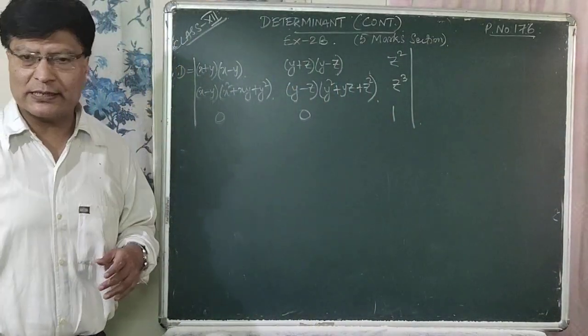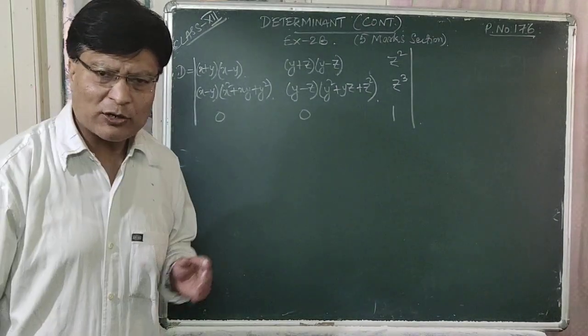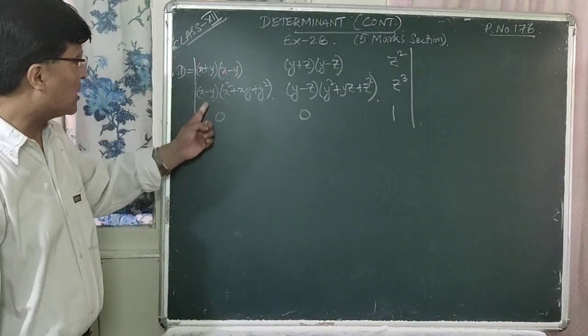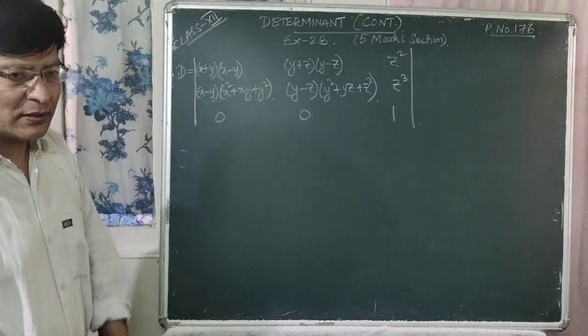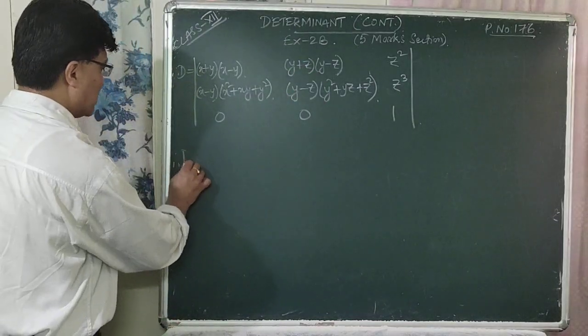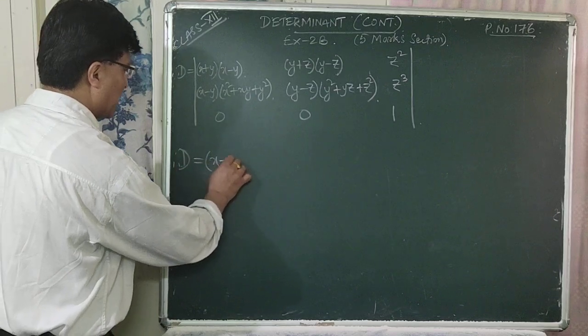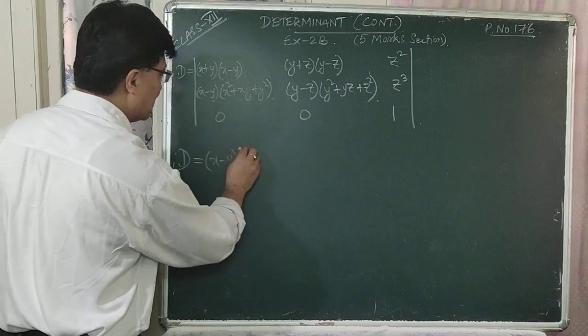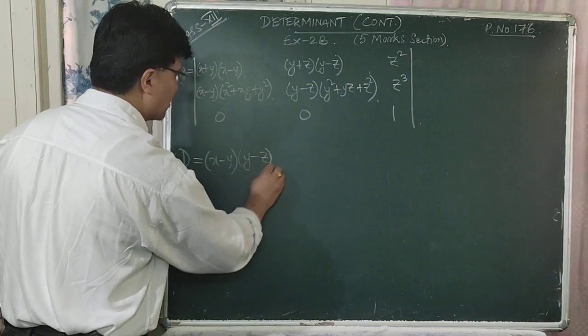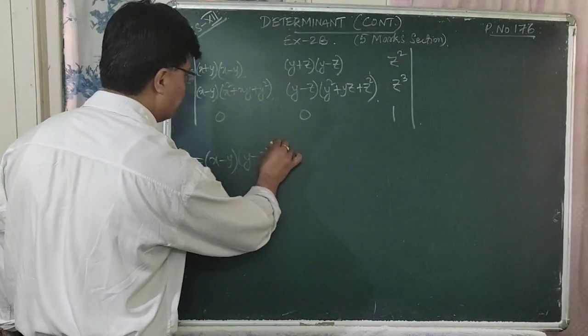Now what will you do in the next step? Now we can take common, isn't it? From the first column, x minus y is common. From the second column, y minus z is common, isn't it? So take it outside determinant. D is equal to x minus y from the first column is taken common, and y minus z is taken common from the second column.